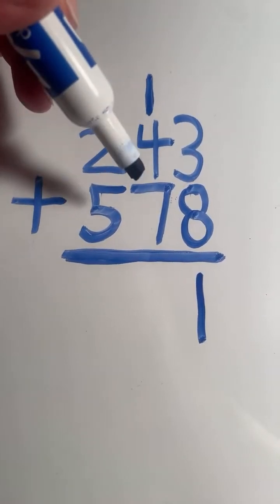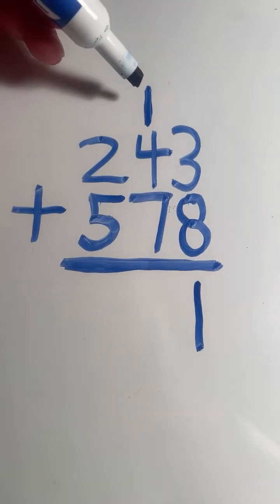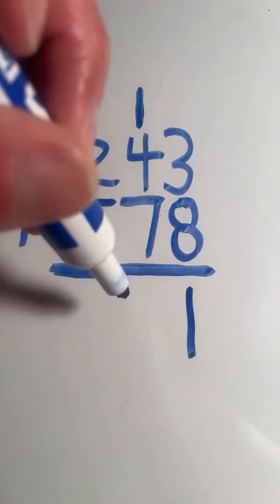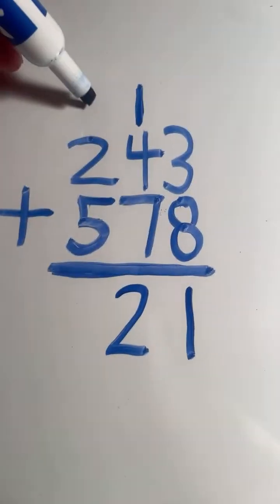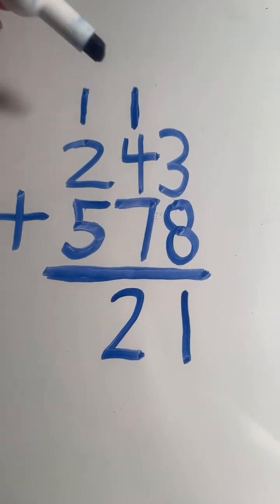Next, we add 4 plus 7. 4 plus 7 equals 11, plus 1 equals 12. Again, we need to regroup to carry the 1. Don't forget to add the number that you carried over. That's very important.